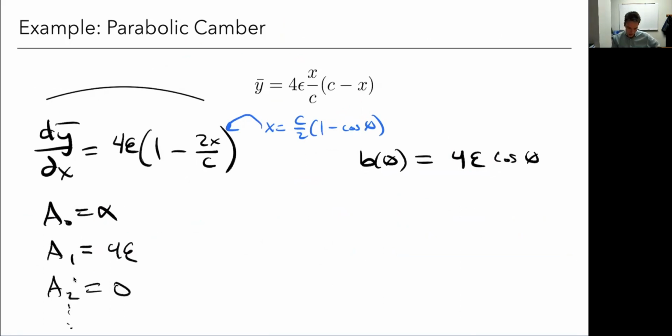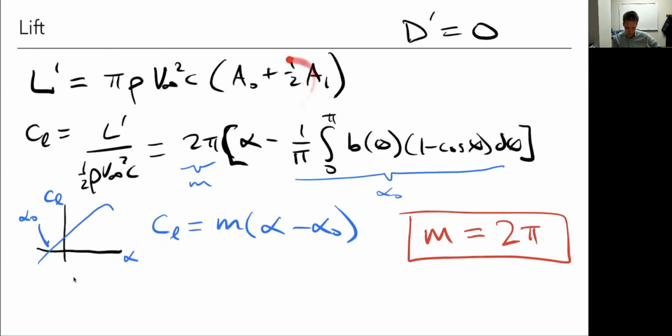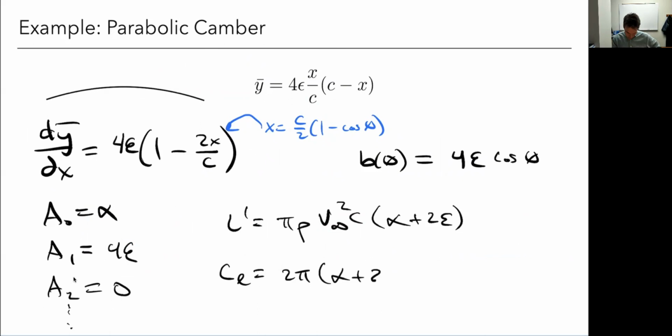Okay, so now I can get things like the lift. I can go back to this formula here. It's just pi rho v infinity c times alpha plus 2 epsilon, or I could get CL. I divide by 1/2 rho v squared, so I get 2 pi times alpha plus 2 epsilon, and that's it, right? So I'm done here. This just shows a very simple case. Again, in more particular cases, we'll do it numerically because I can't do it so easily analytically. In a general case, we'll use this again. Later in the semester, we'll use the solution from a parabolic camber as a motivating case.